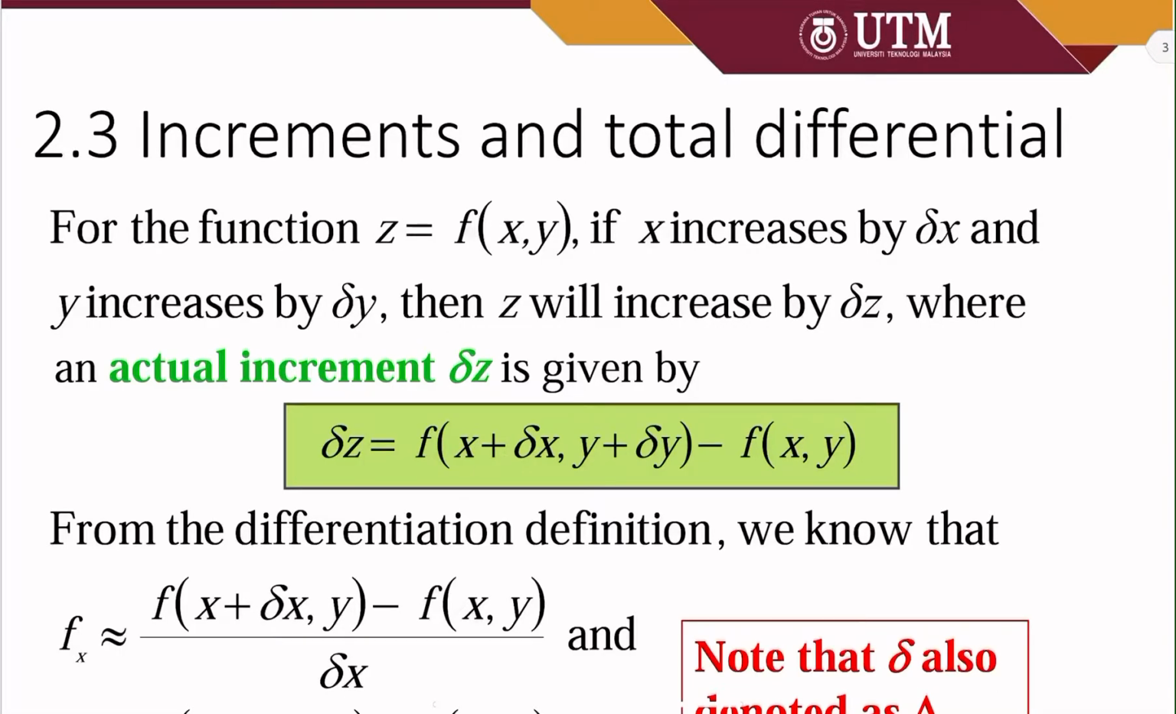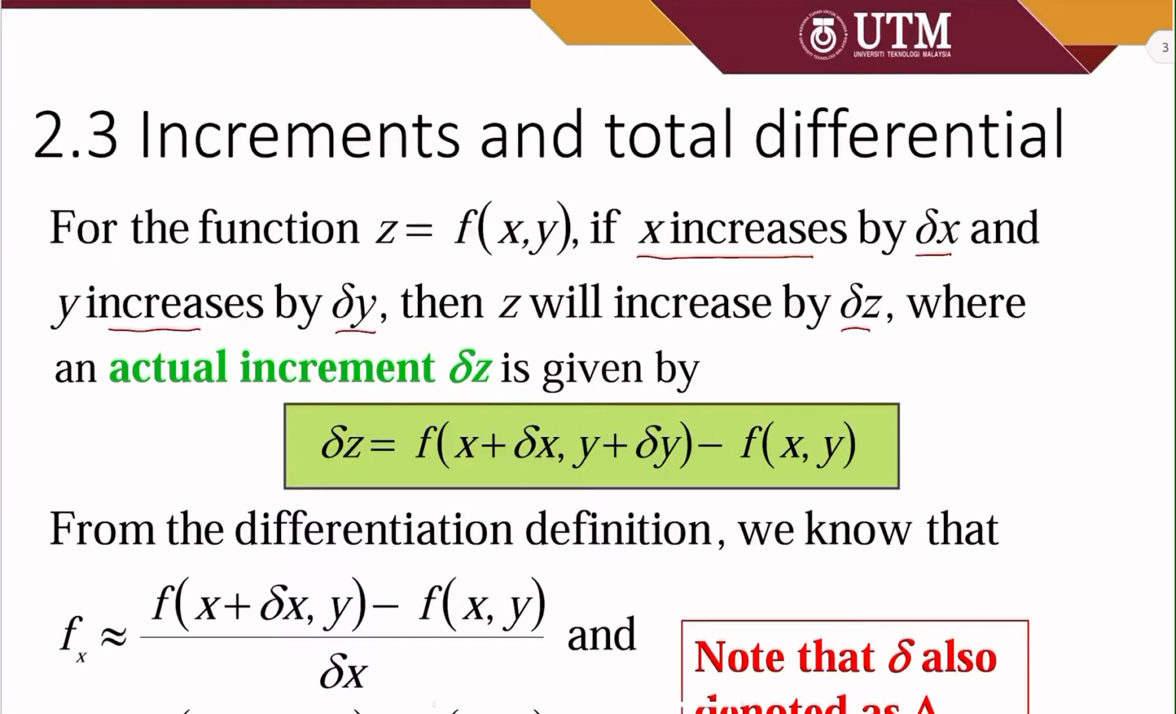Okay, so next look at the increments and total differential. We can see in the textbook, it is on page 30. Let's say for the function z, where z is in terms of x and y. If x increases by delta x and y increases by delta y, then z will increase by delta z, where the actual delta z is given by the following equation.